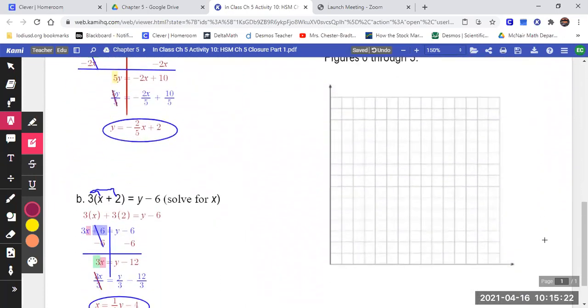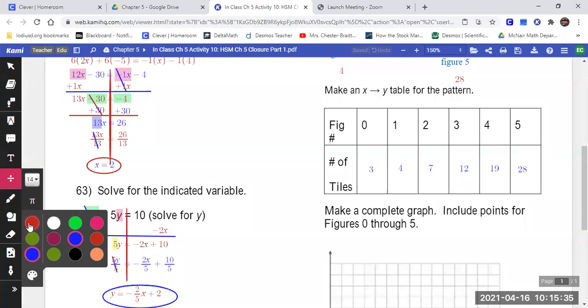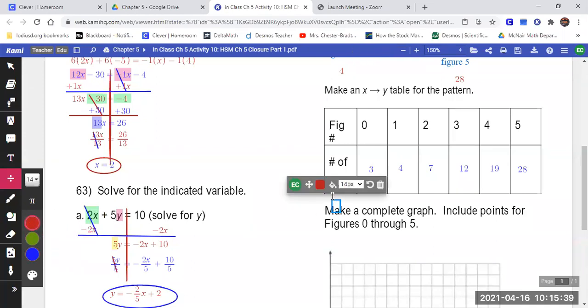Okay, so now we got to go graph these coordinates. So we have to make those into coordinates, right? Our table is coordinates. So let's go make our coordinates. What would our coordinates be? Give me my list. You guys know how to do coordinates from tables.